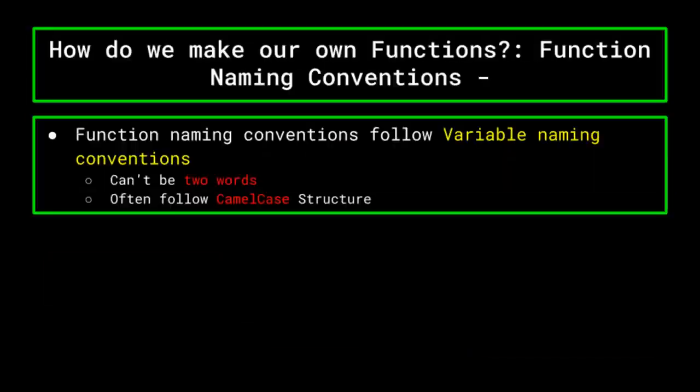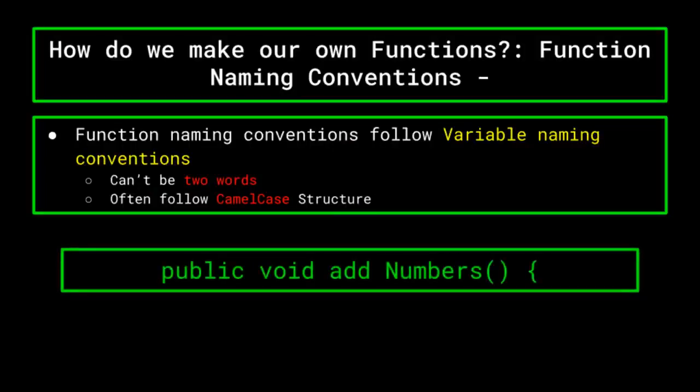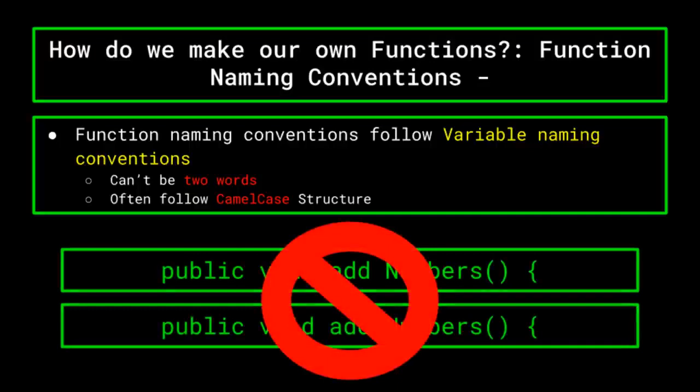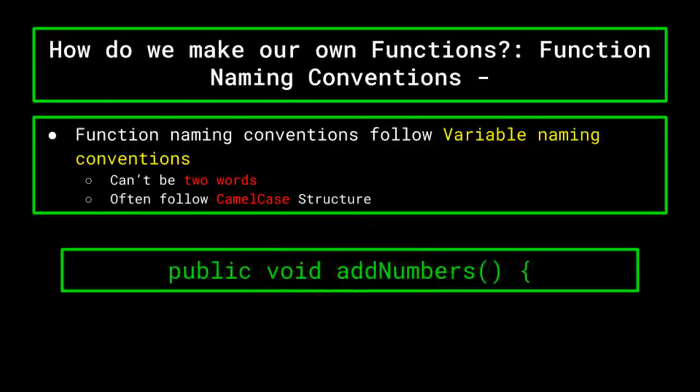there are a few small things I want to note about function naming conventions. The variable naming conventions we talked about previously also translate over to function names. So you can't have two-word functions, and you can't use special characters like periods or commas. Generally, you're going to want to follow the same camel case style which we talked about in the variables video, which is not capitalizing the first word, but capitalizing each word after that.